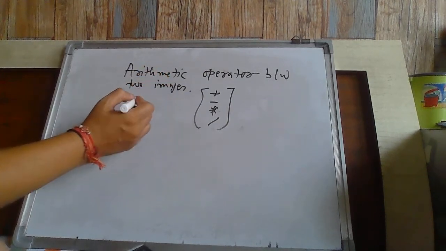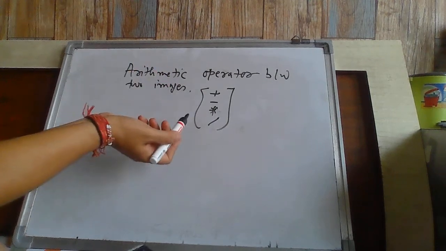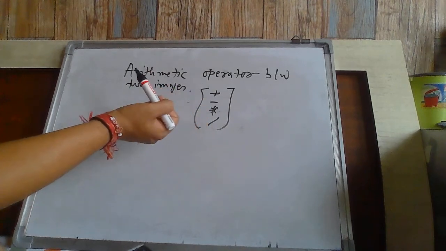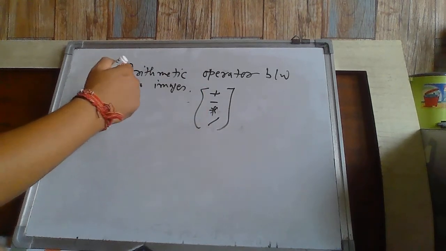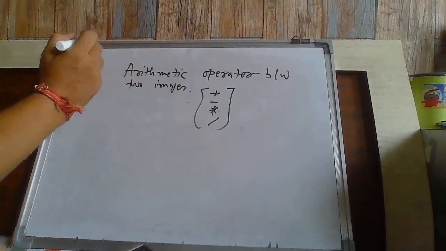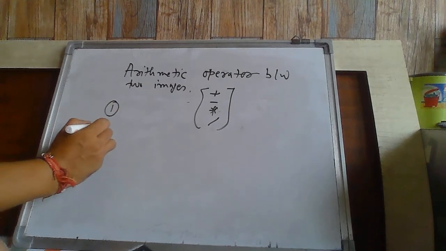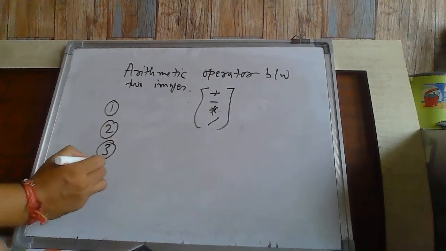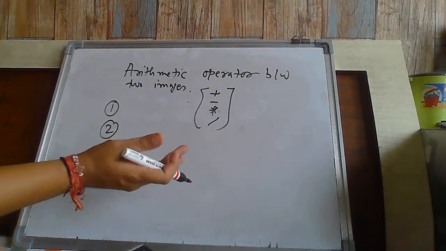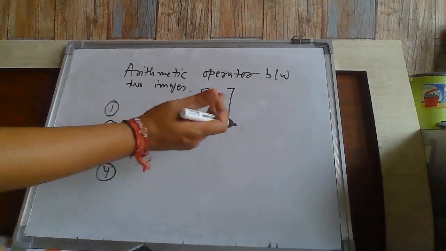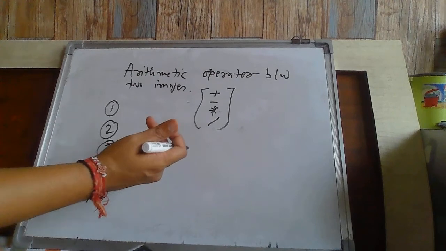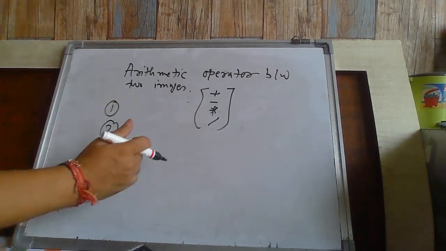So in any question, before solving it, let's say addition of two images, multiplication of two images, or subtracting one image from another, you need to be very careful about a few things. You should remember 4 points, because the result you get after these operations may come out in a different way. Sometimes you may get out of range values in terms of gray level. So let's see what those 4 points are.